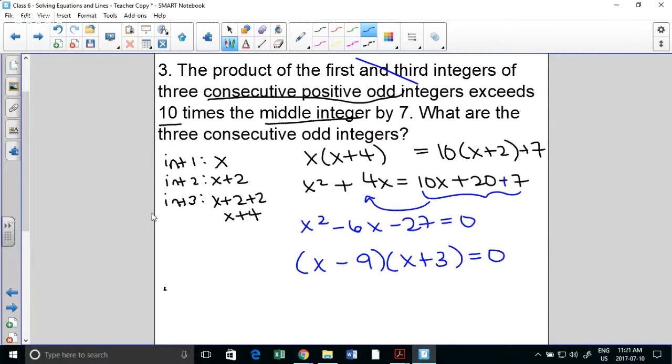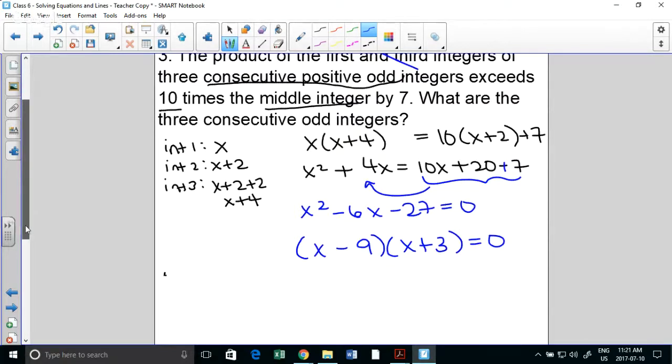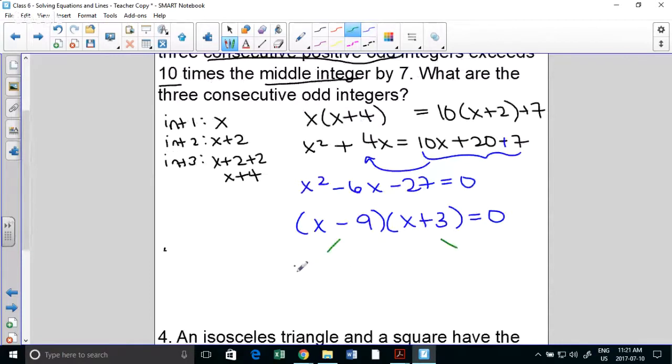Product sum. So again, I have the two different equations. So I have x minus 9 equals 0, which gives me x is 9. And x plus 3 equals 0, so x is -3.